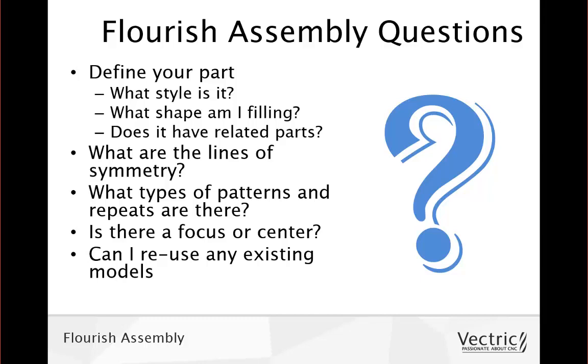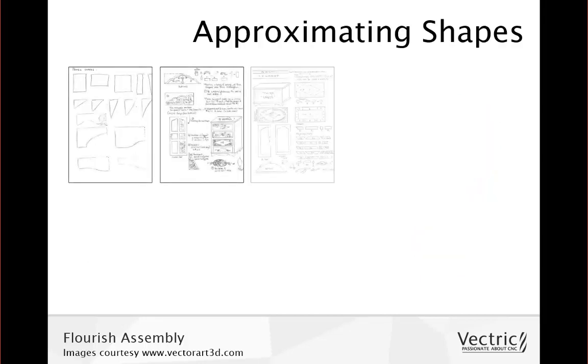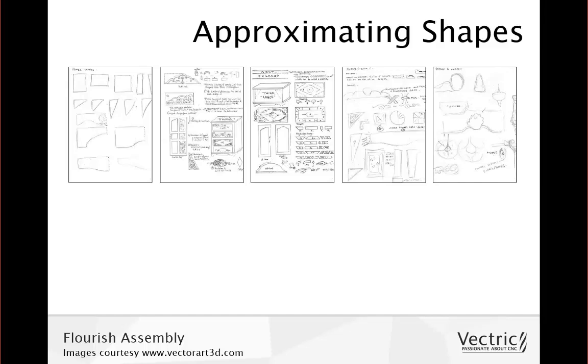So having thought about this, let's go back and start to look at the design of some existing flourishes within the context of these questions and really drill down into the different types of symmetry and shapes that we might come across. First thing that you want to do is approximate shapes. So here you can see a set of sketches. These are typical of the type of thing that I might create when I'm looking to think about the shape that I want to fill.